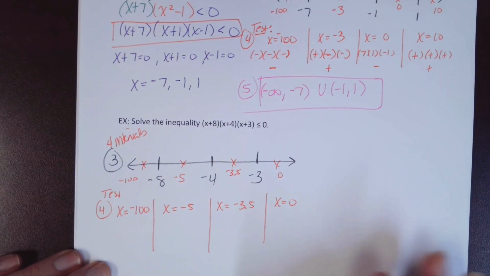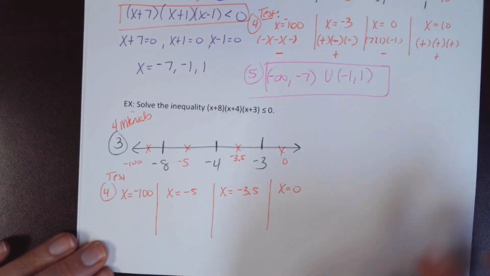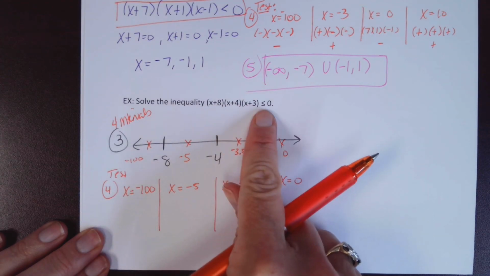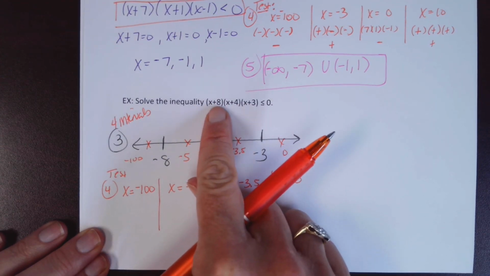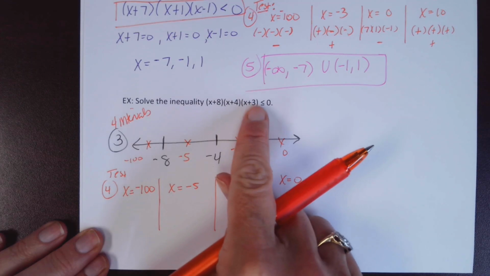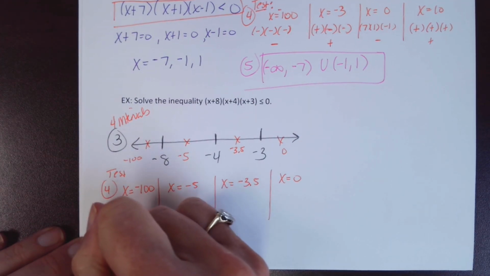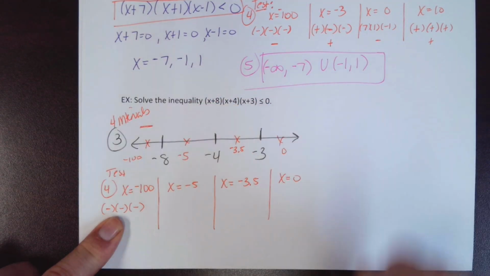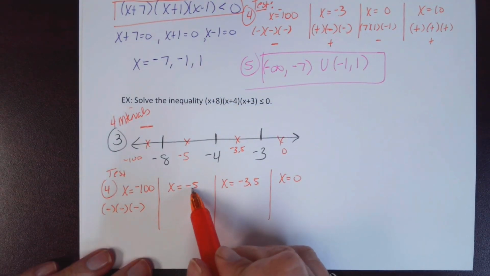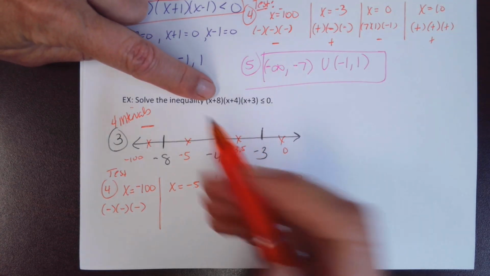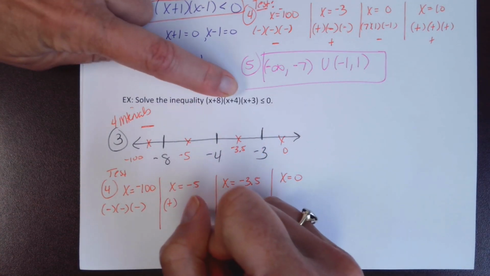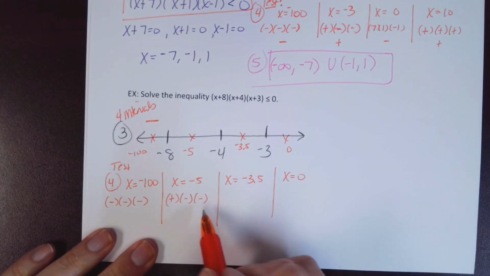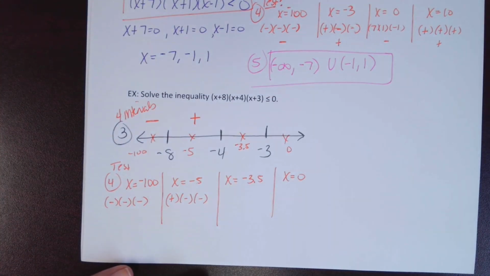I encourage you to pause the video, give it a try, see what you got. I'm plugging that value into each of these 3 factors and seeing what's going to give me. Well, when I plug in -100, each of those is going to come out to be negative. And if I multiply 3 negatives together, it's negative. If I plug in a -5 here, that's going to be positive, that's going to be negative, and that's going to be negative. When I multiply that together, everything in that interval is positive.